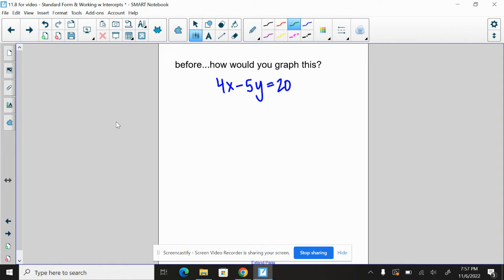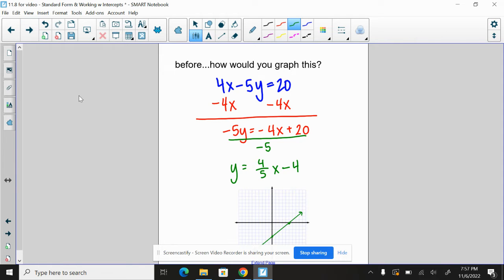All right. So back in the day, how would you graph this equation? I want you to pause the video and figure out how you would graph this equation. Remember, you get it to look like y equals mx plus b. So pause the video and then we'll come back. All right, we're back. So what we talked about before was isolating y. And so you would subtract 4 from both sides, and then you would wind up dividing by -5. And you would get the equation that looked like this.